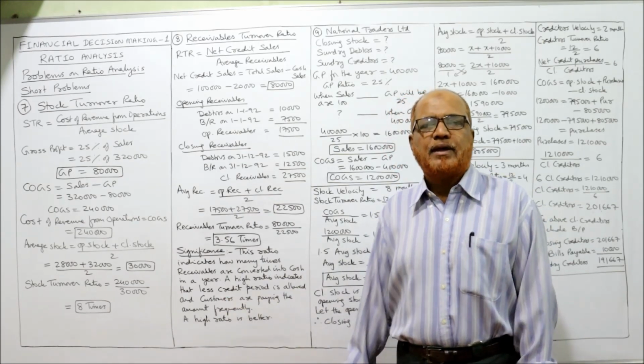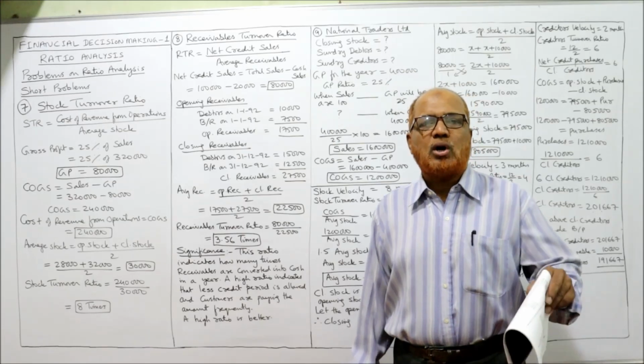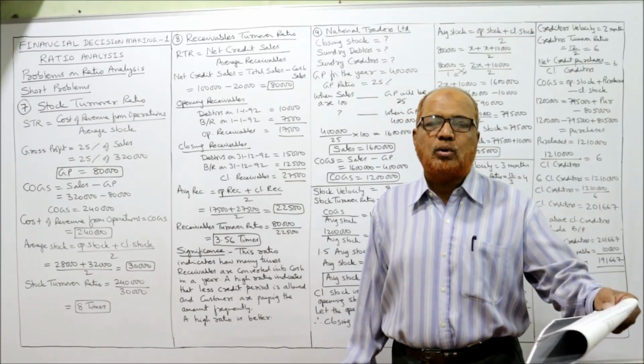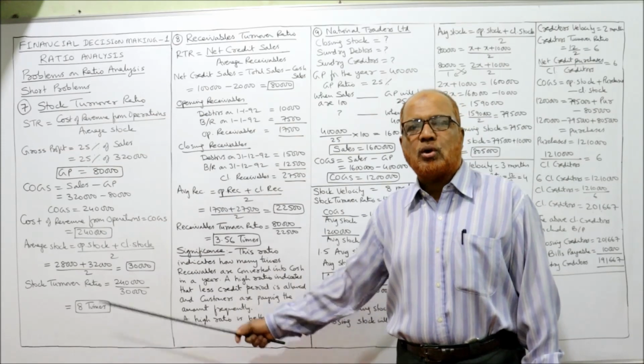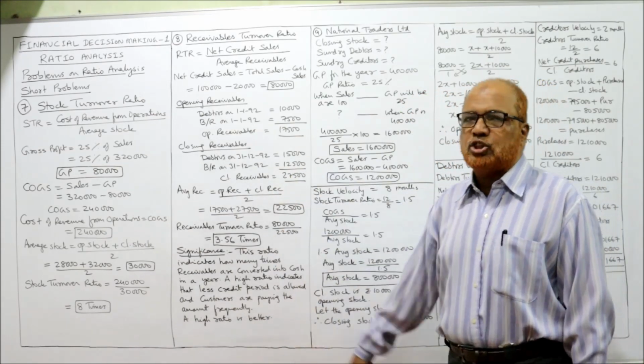What does it mean? In 1 year, 8 times stock is converted into sales. The stock is converted into sales. That's it. This is the end of 7th problem.